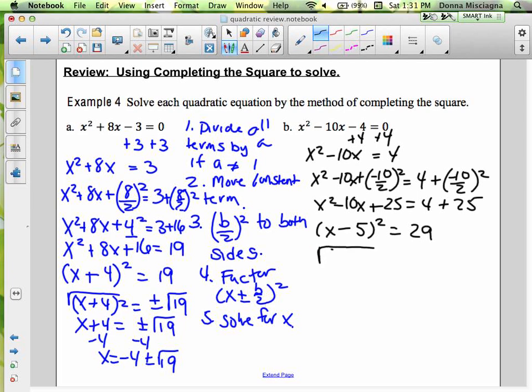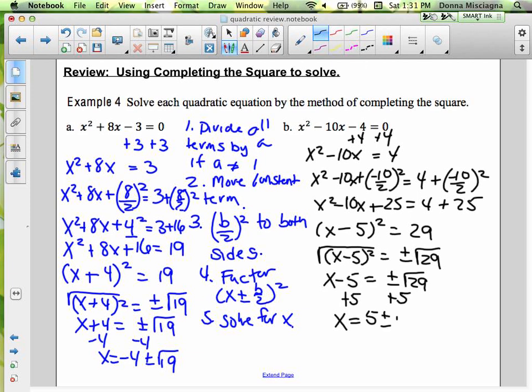Take the square root of both sides. x minus 5 squared equals, don't forget plus or minus, the square root of 29. Square and square root cancel, so we have x minus 5 equals plus or minus the square root of 29. And all we have to do is add 5 to both sides, because just like 19, 29 is prime. x equals 5 plus or minus the square root of 29.